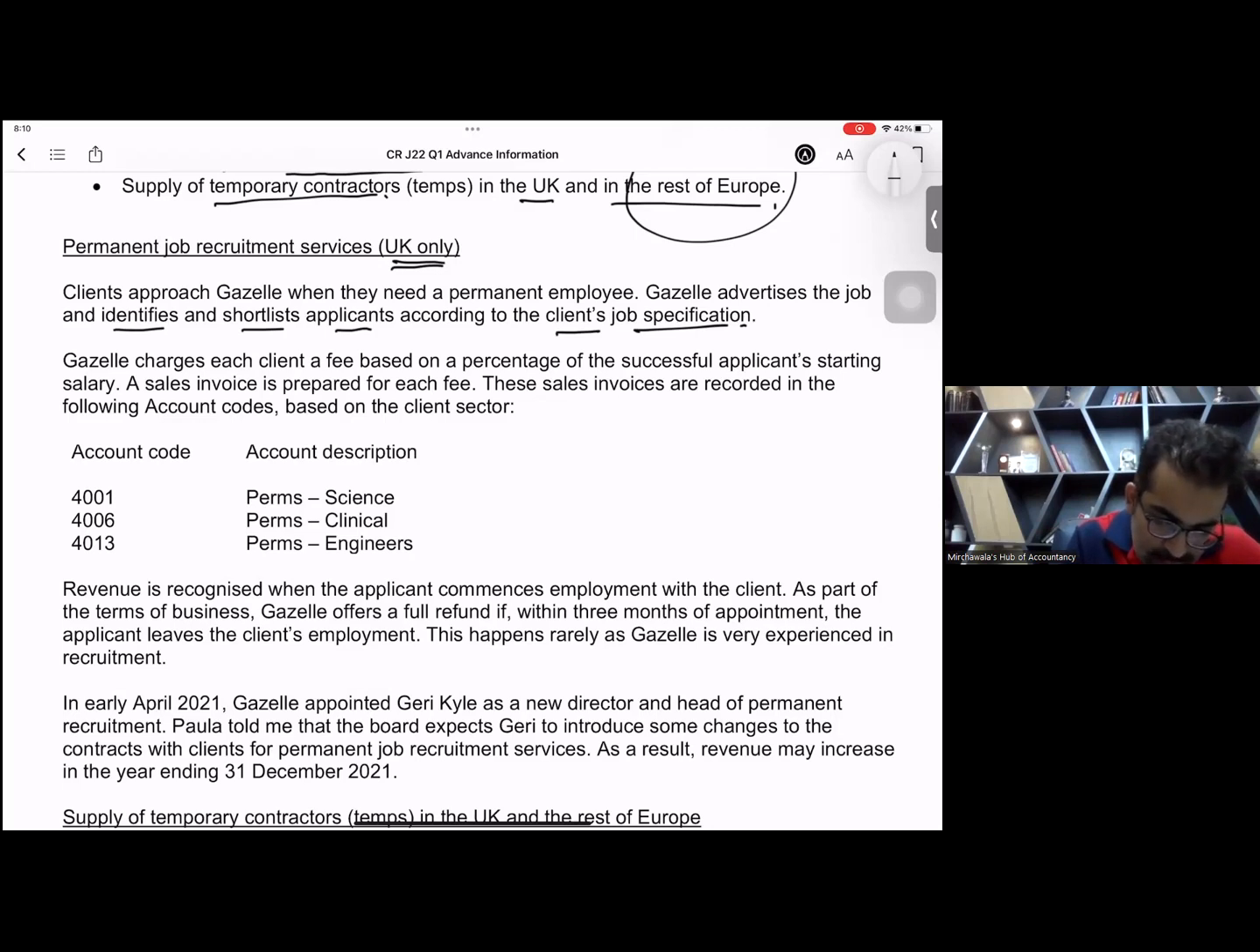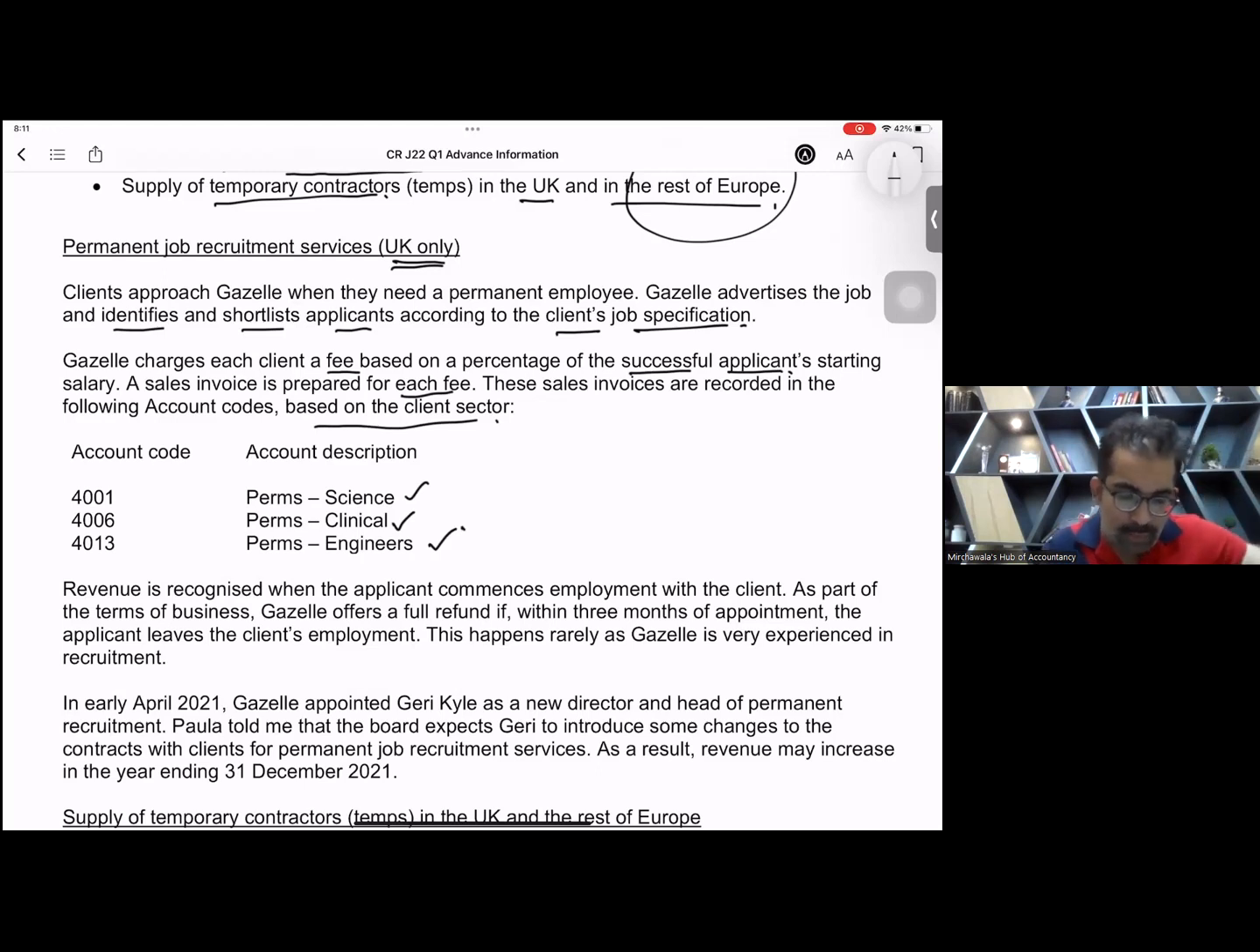Gazelle charges each client a fee based on a percentage of the successful applicant's starting salary. A sales invoice is prepared for each fee. These sales invoices are recorded in the following accounting codes based on the client sector: 4001 for science, 4006 clinical, and 4013 for engineers, right?